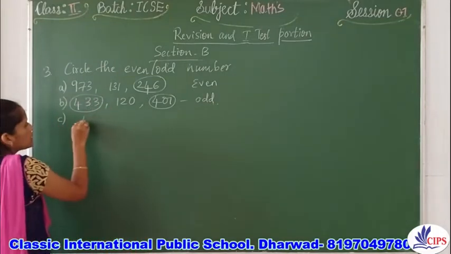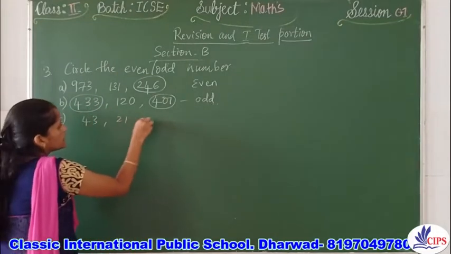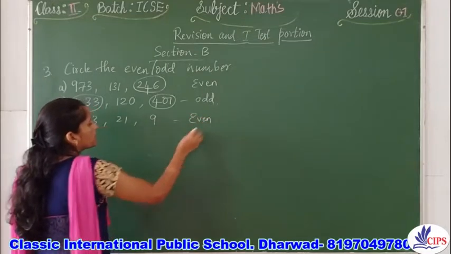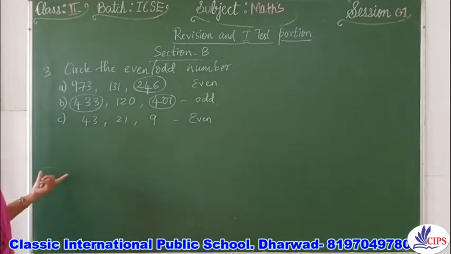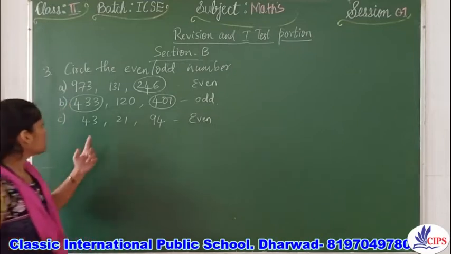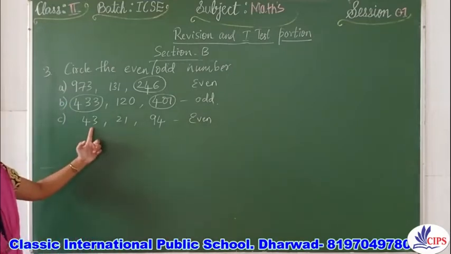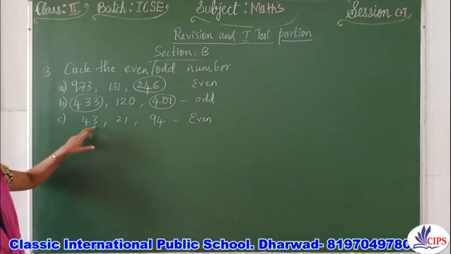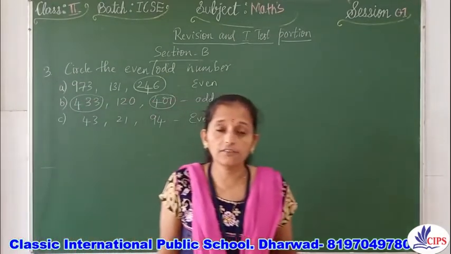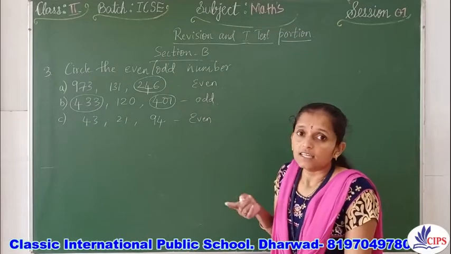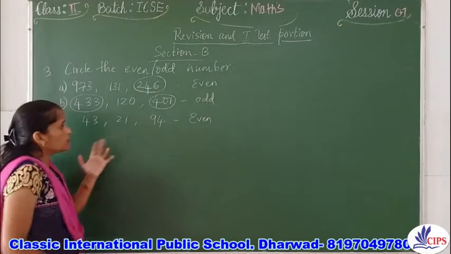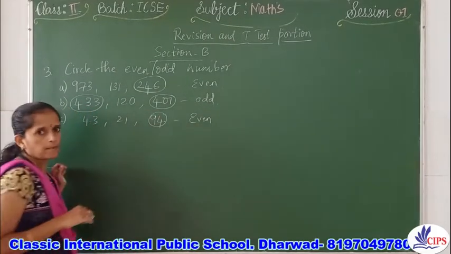We'll take one small example: 43, 21 and 9. We'll circle the even number. So go for the ones place and check. Now 3, yes, odd number. 1, this also 1. 2, 4, 6, 8, 10 are all even numbers. 1, 3, 5, 7, 9 are all odd. That is also one way of remembering odd numbers. Only this is even here.